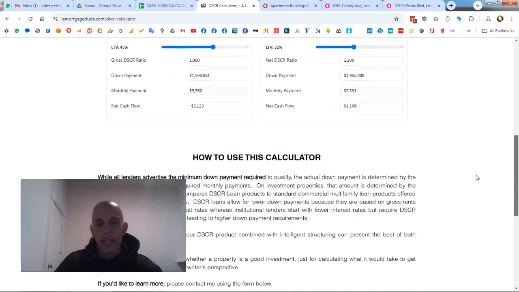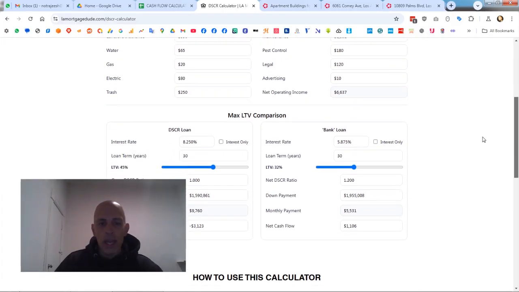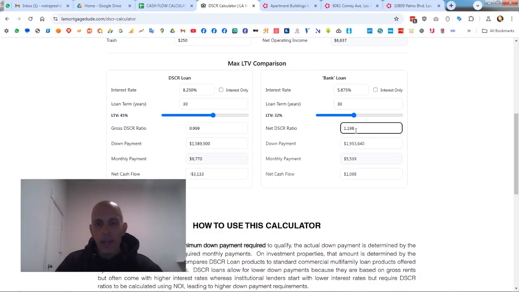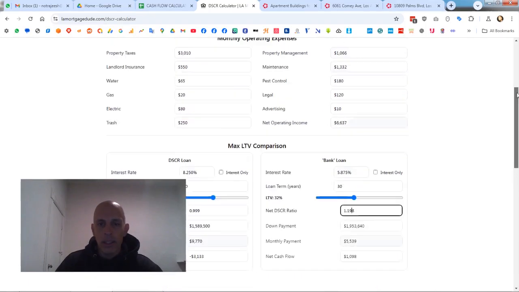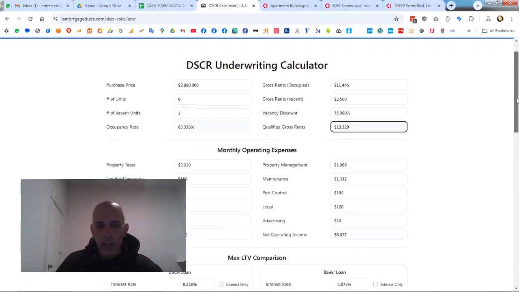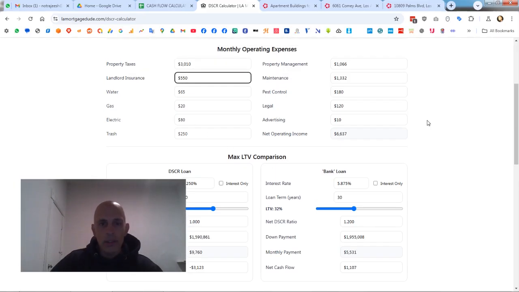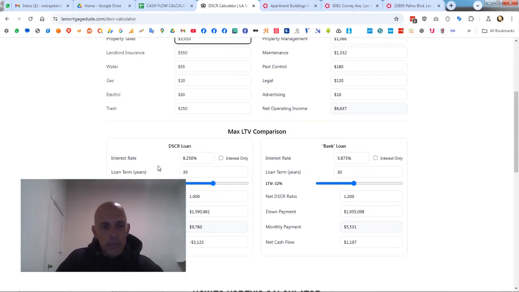This is an underwriting calculator. When we underwrite, we have to look at the gross DSCR ratio as a DSCR lender. And for agency loans, we look at the net DSCR ratio. The gross DSCR ratio is basically the qualified gross rents divided by principal, interest, taxes, and insurance. So here you've got property taxes and insurance. Those are considered operating expenses. And we look at it on a monthly basis, or yearly over yearly, or monthly over monthly. It's got to be the same thing.